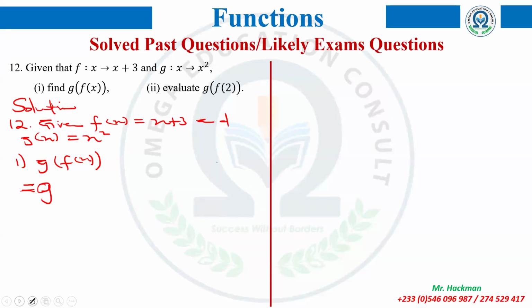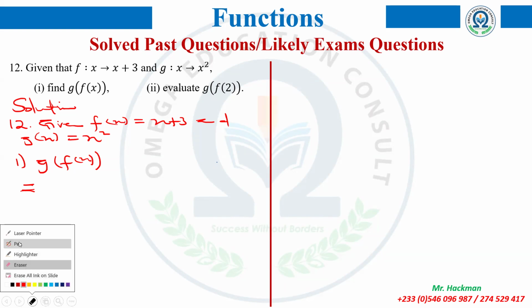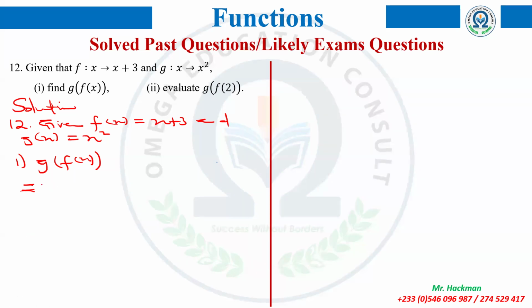This means wherever you see x in g of x, it is now f of x. Take note. So indirectly, this is what we have. The meaning of this is: my g is fed with f of x. What is your f of x? It is this function, x plus 3. That is the meaning.